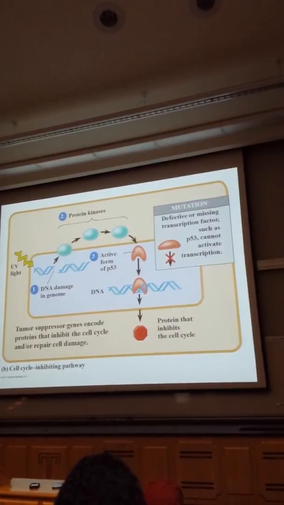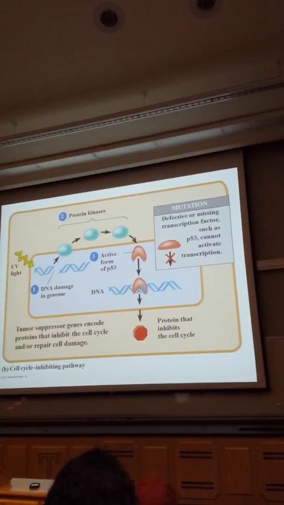So P53 is one of your most critical checkpoint proteins. Again, it's a transcription factor. What it does is it activates genes that encode DNA repair proteins. It activates genes that encode proteins that will halt the cell cycle so that the DNA can be repaired. And then, if the damage is too great, P53 will activate genes that encode proteins that will start the apoptotic pathway.